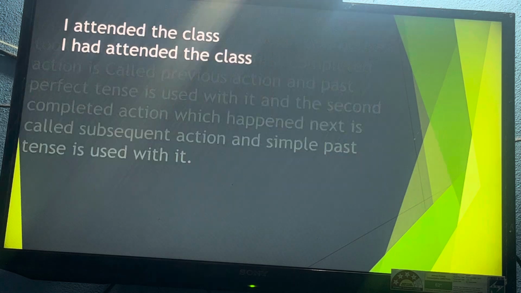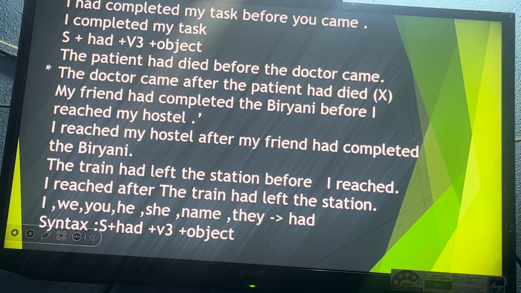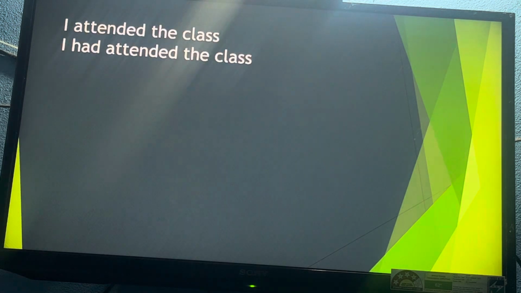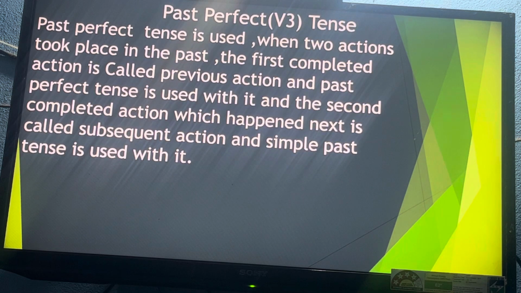So what is past perfect tense? It's nothing but subject plus had plus v3 plus object. What is my subject? The patient, plus had, plus v3, and the rest of everything is going to be my object. Now let's continue the definition. The second completed action which happened next is called the subsequent action, and simple past tense is used.